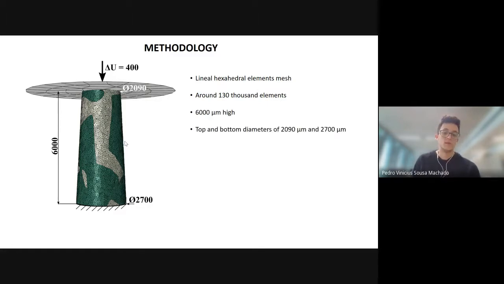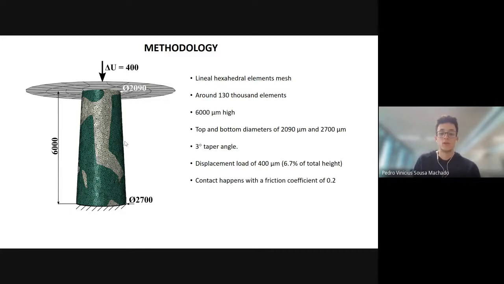The height, the bottom and top diameters. So this inclination that it has is called the taper angle, which was chosen as 3 degrees because of the experiments, to be similar. And the displacement load of 400 is more or less what we have in the available data. And then I also considered a contact friction with the indenter of 0.2.